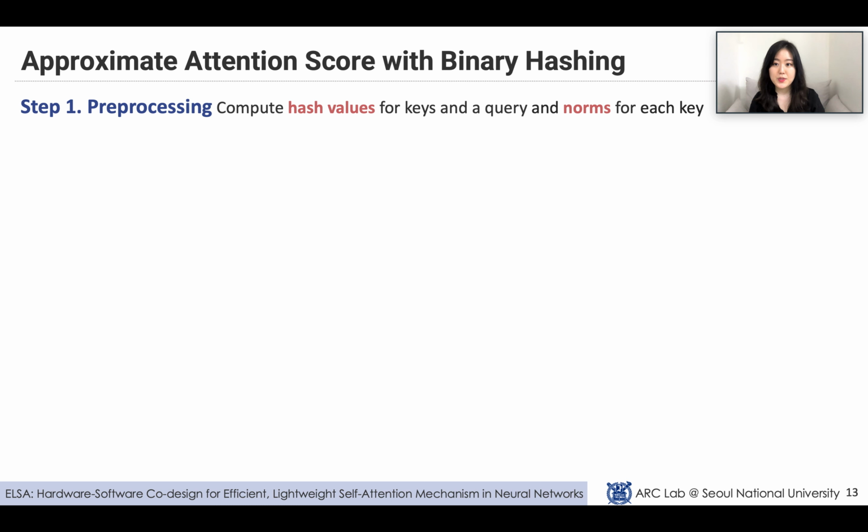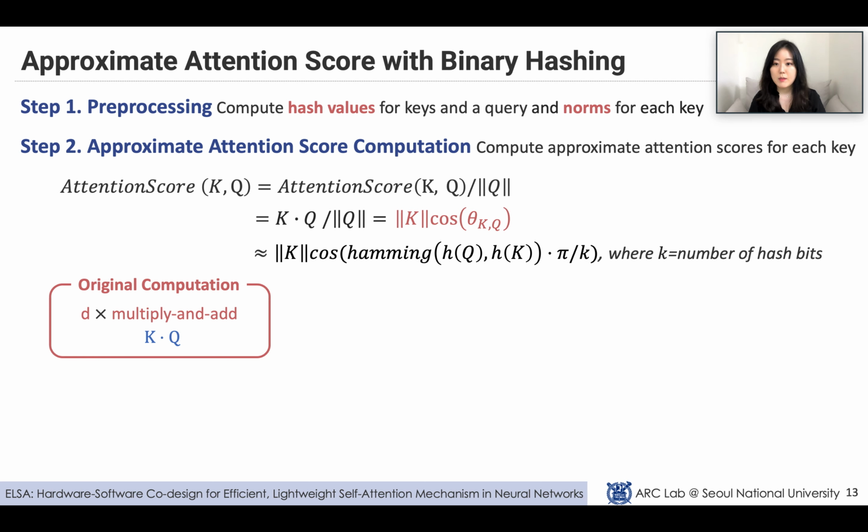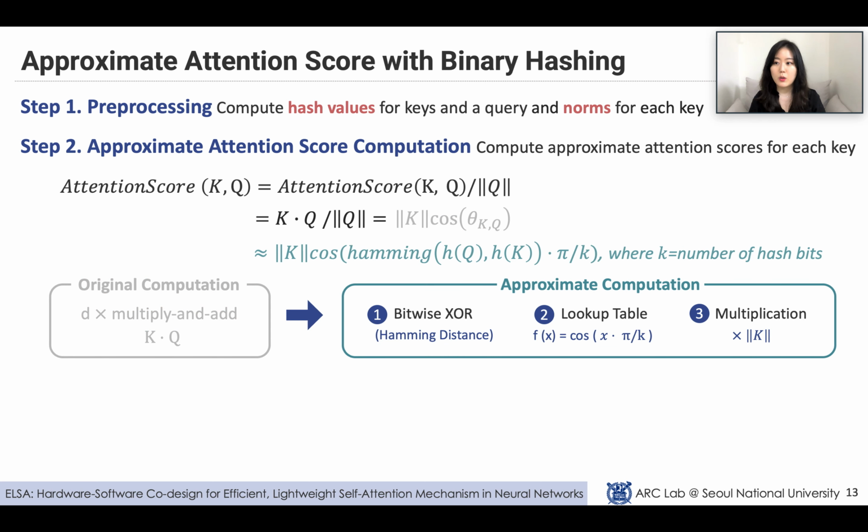Here, I summarize the process of obtaining the approximate attention scores for each vector. First, we compute the hash values for keys and a query, and also the vector norm of each key. Second, we compute approximate attention scores for each key using the equation shown in the slide. Originally, self-attention required multiply and add operations, but now it only requires bitwise XOR and lookup operation on lookup tables where each entry stores pre-computed cosine values for all possible Hamming distances. This computation can be performed very efficiently with the specialized hardware, which will be introduced briefly.